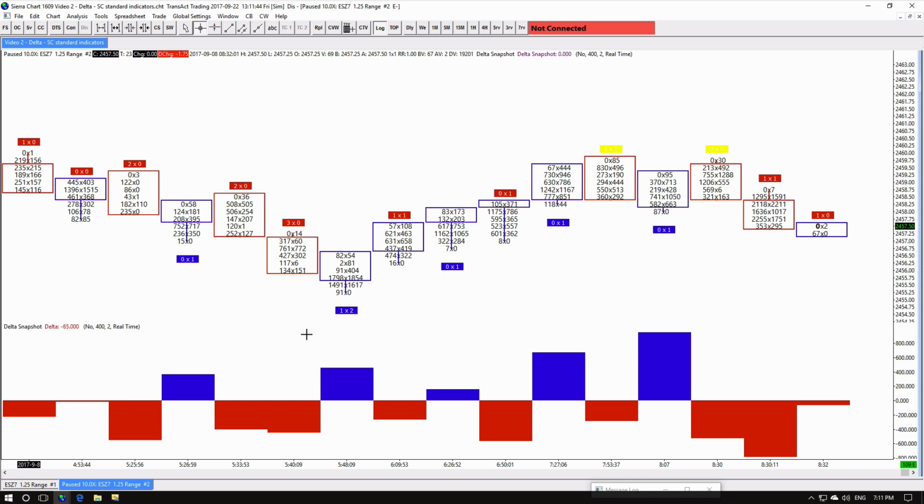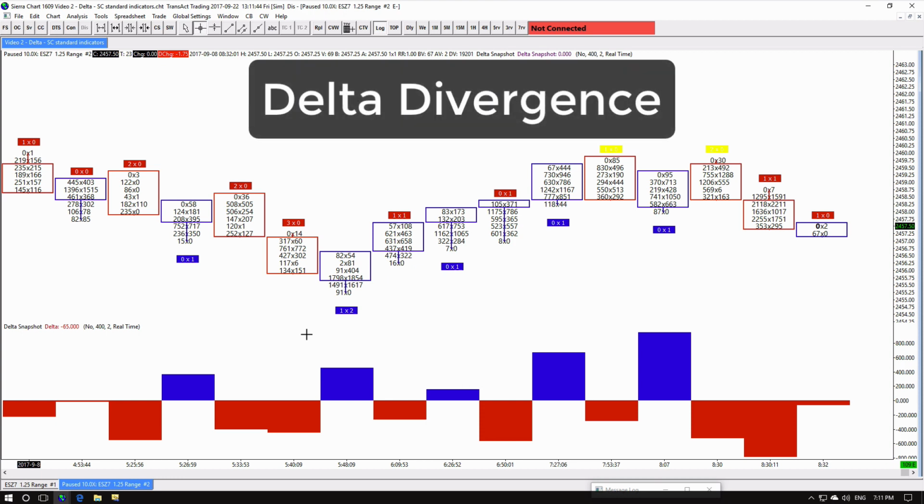Now let's go back to the scenario we described earlier, where price made a new high for the day, but the bar closed lower and delta was negative, or in other words, there was more selling than buying. This sounds pretty bearish. It's a situation we call delta divergence. Although price traded higher, this higher price was not supported by delta, and this can be a good early warning signal that a trend may be losing strength.